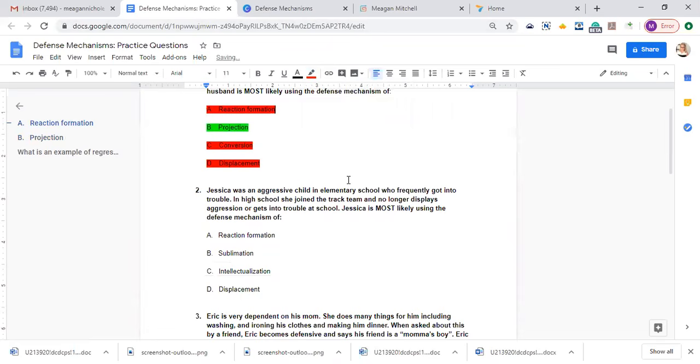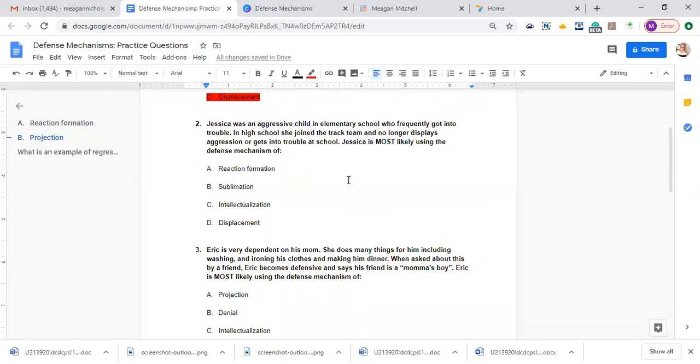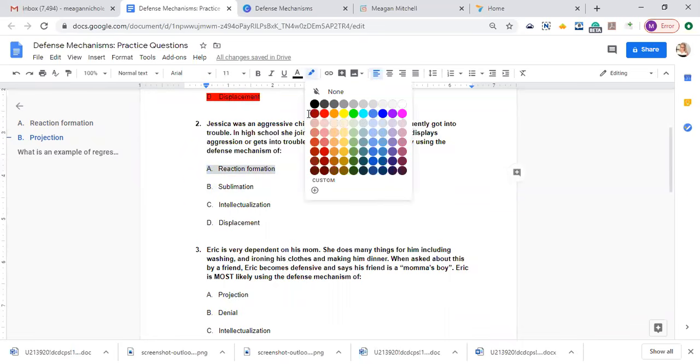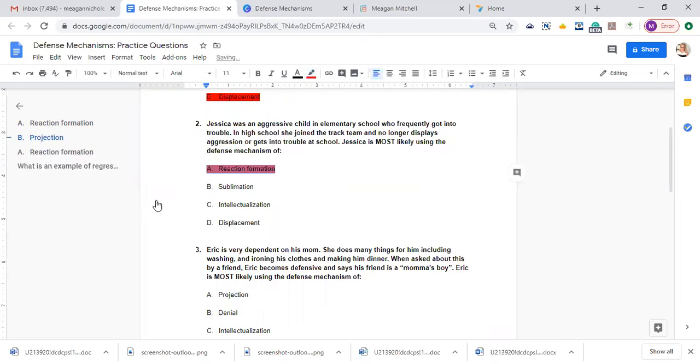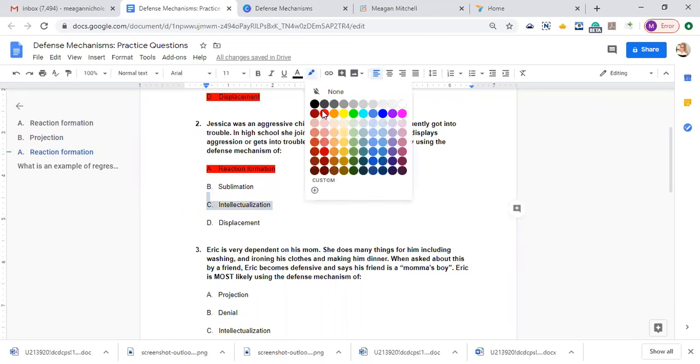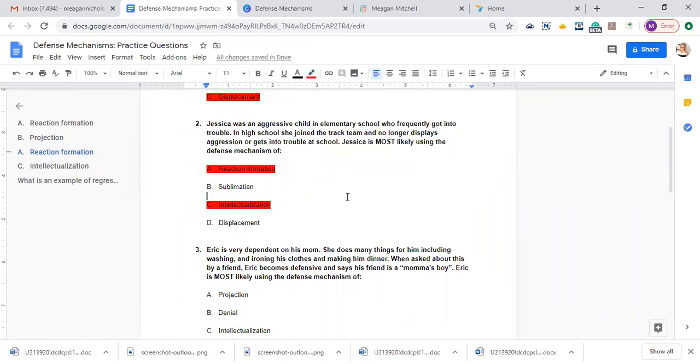Number 2, Jessica was an aggressive child in elementary school who frequently got into trouble. In high school, she joined the track team and no longer displays aggression or gets into trouble at school. Jessica is most likely using the defense mechanism of reaction formation, sublimation, intellectualization, or displacement. We can automatically rule out reaction formation. She's not expressing anything as the opposite. Intellectualization, there's nothing that shows she really read about it or learned intellectual material on it. We can get rid of intellectualization, which leaves us with sublimation or displacement.